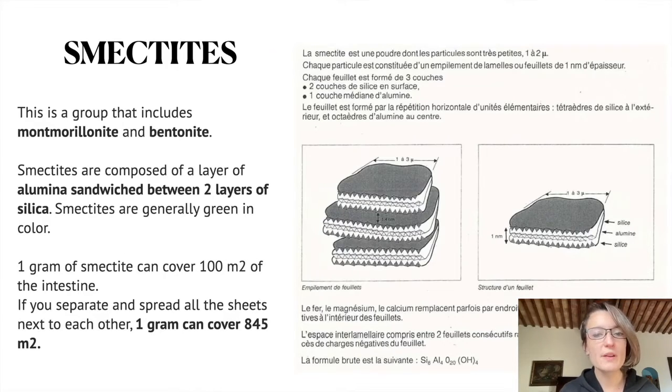So we start with the smectites. So the smectites are the most powerful clays, the most absorbent and adsorbent clays that we will talk about today. So 1 gram of smectite can cover 100 square meters of intestine, and up to 845 square meters if you separate and spread all the sheets next to each other. It means that this type of clay will cover a very large area with just a little bit.